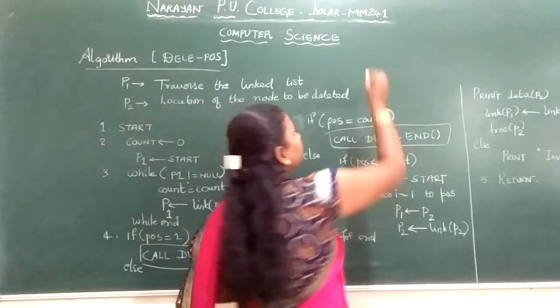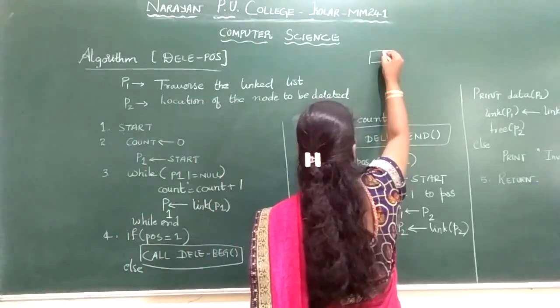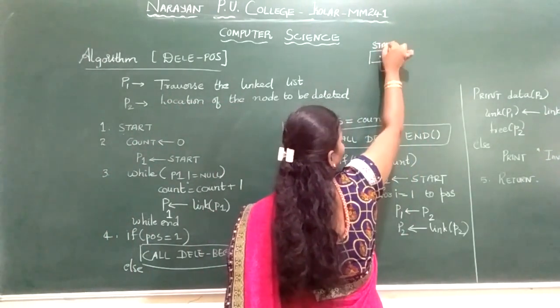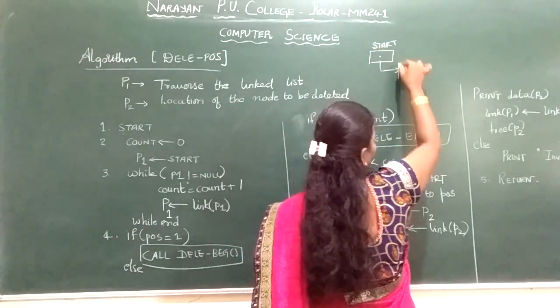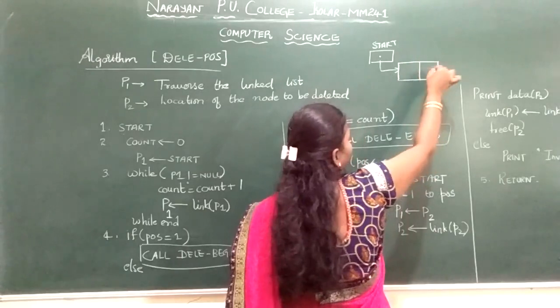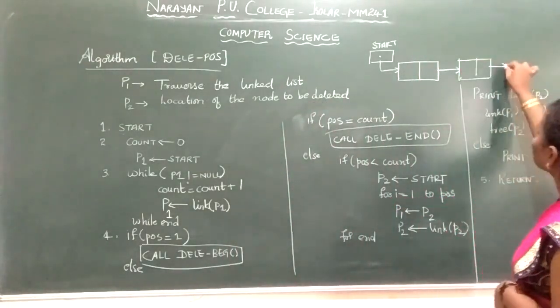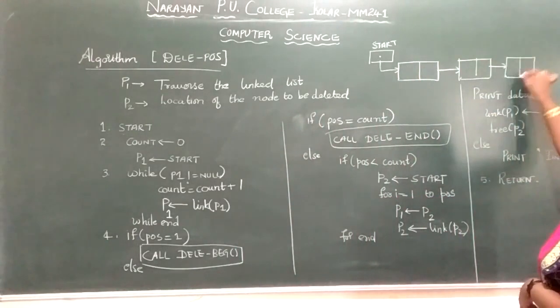Imagine this is my start. Usually what does your start contain? The start contains the address of the first node. Imagine these are my nodes.